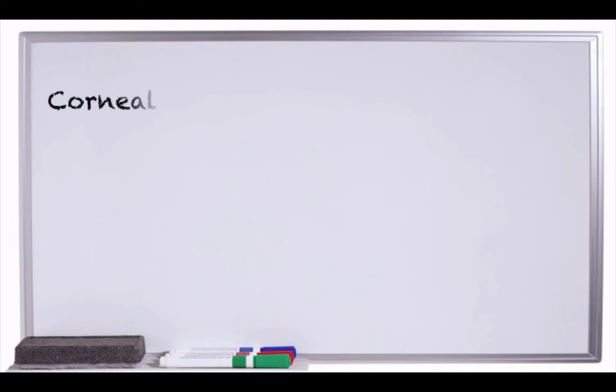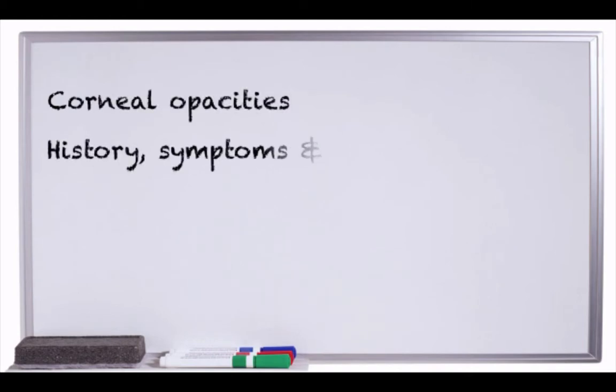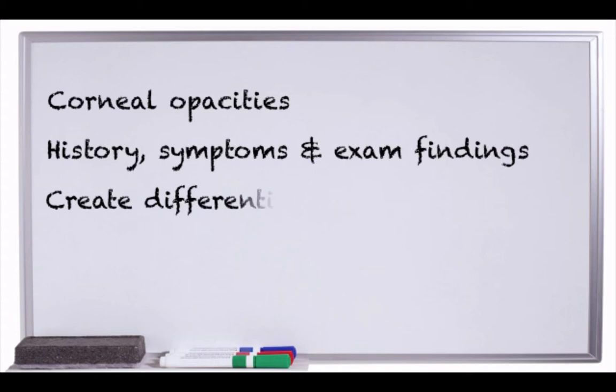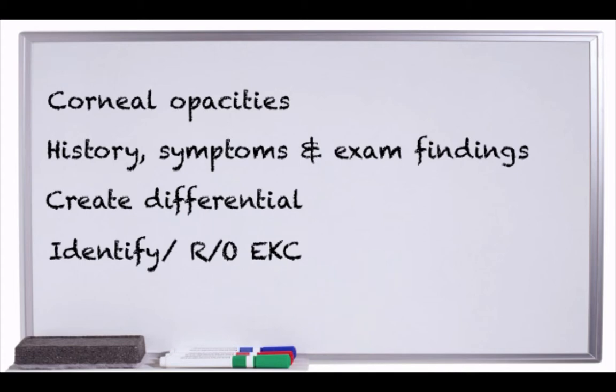When presented with corneal opacities, it's critical to consider history, symptoms, and exam findings to appropriately narrow down your differential diagnosis. Appropriately diagnosing EKC can be done by combining these factors along with the aid of point-of-care tests. Keeping these things in mind will help us accurately identify this highly contagious condition.